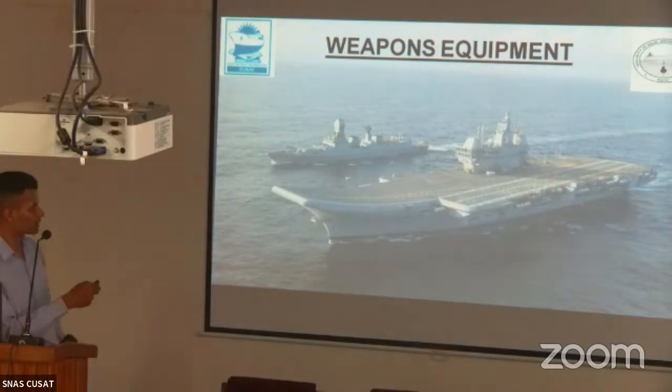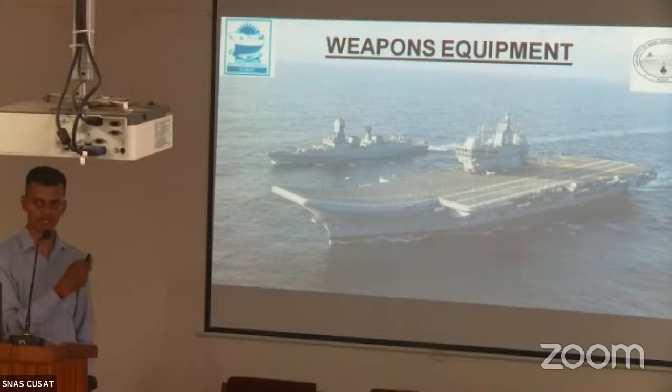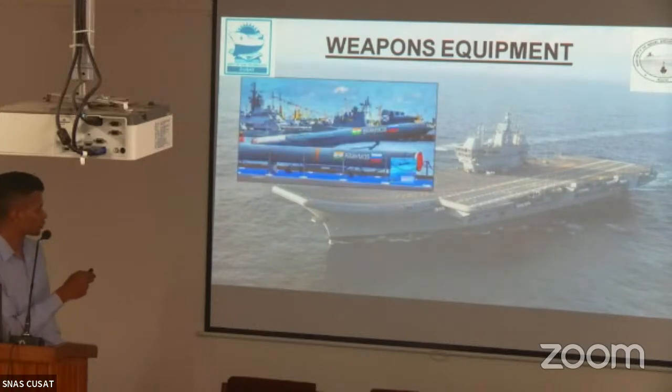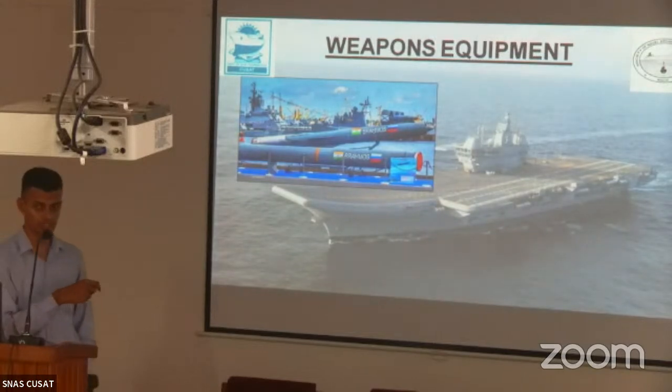So I'll be showing some weapon equipments that are commonly fitted on board. These are the main weapons. There are some secondary weapons as well, but the design revolves around the placement and inclusion of these main weapons only. So these are some cruise missiles. These are the famously known BrahMos cruise missiles. These are the fastest cruise missiles in the world, and it was jointly developed by India and Russia. So these missiles are used to counter surface threats. So suppose I detect any hostile ship in my region, I will be using these missiles to counter those threats.